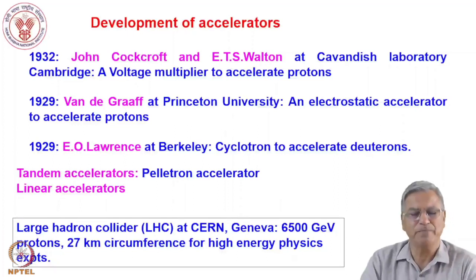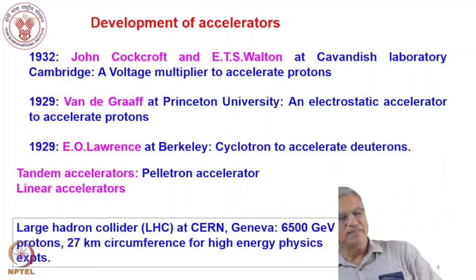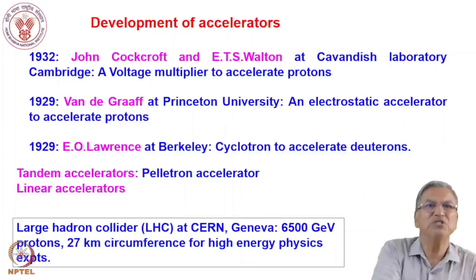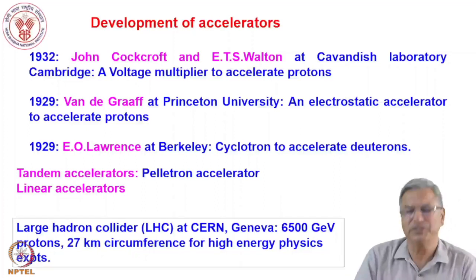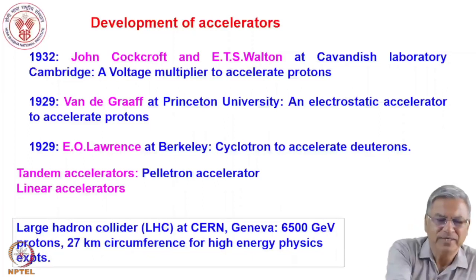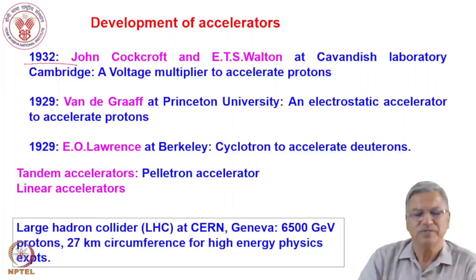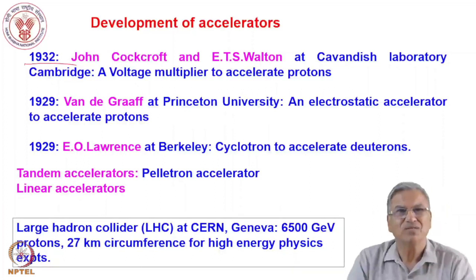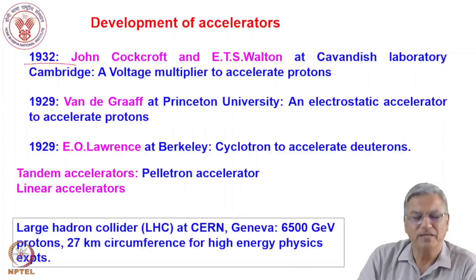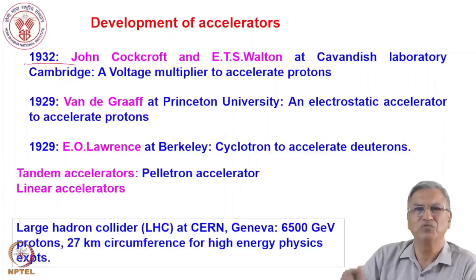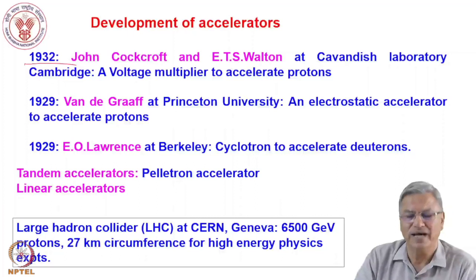And that is the time, in the 1920s and 1930s, when you will find a lot of discoveries and developments of different types of accelerators. I will just briefly go through some of them. In 1932, Cockcroft and Walton at Cavendish Laboratory, Cambridge, developed a voltage multiplier by which you can generate higher energy particles.